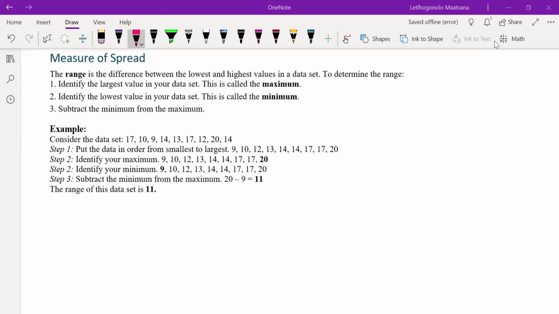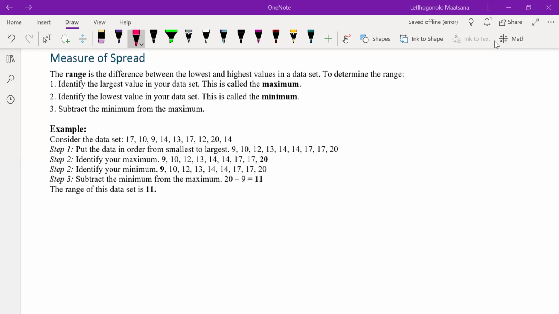From there on, we can identify our maximum number, which is the largest number here, and that is 20. Then we're going to go ahead and identify the minimum number, the smallest number, which is 9. In step 3, we're going to subtract the minimum from the maximum by saying 20 minus 9 is equal to 11.